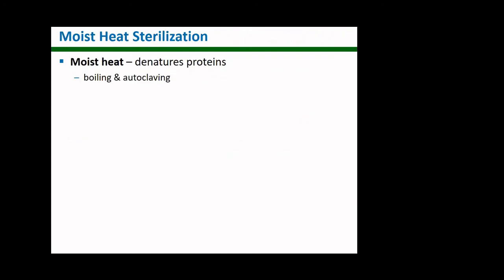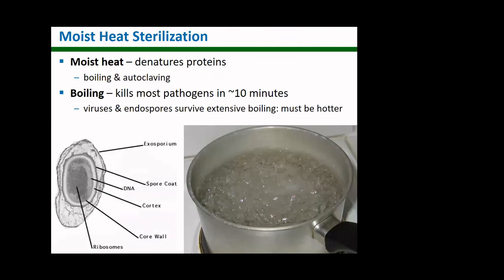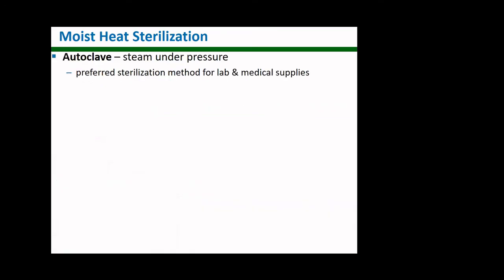All right, let's talk about sterilization. There are a couple of different ways to achieve sterilization. Essentially, the most effective and most common way is moist heat. We can achieve moist heat in a few different ways. Boiling is a really common one. It denatures proteins. That high heat denatures proteins. Boiling will kill most pathogens in about 10 minutes. So that's good news. However, viruses and endospores can survive boiling even for much, much longer periods of time. You actually have to get it hotter than boiling to achieve death of endospores and some viruses.